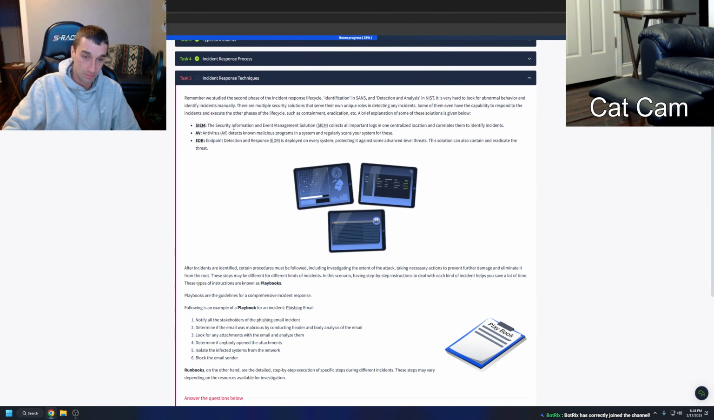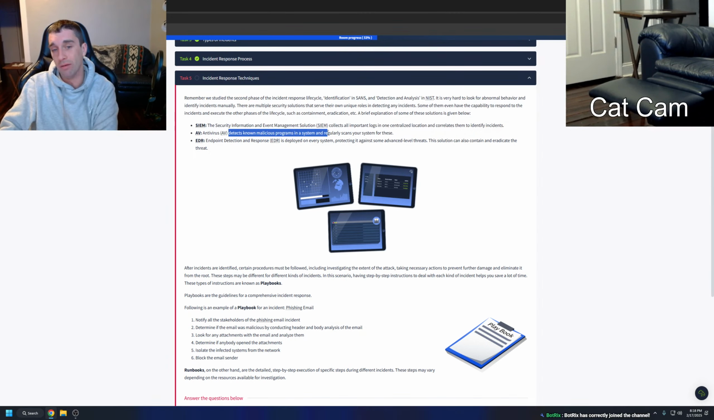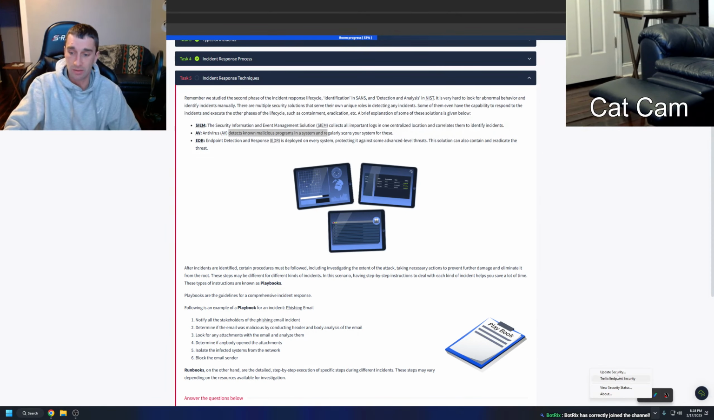A brief explanation of some of these solutions is given below. SIEM, the Security Information and Event Management solution, collects all important logs in one centralized location and correlates them to identify incidents. AV, antivirus, detects known malicious programs in a system and regularly scans your system for these. EDR, Endpoint Detection and Response, is deployed on every system, protecting it against some advanced level threats. This solution can also contain and eradicate the threat.